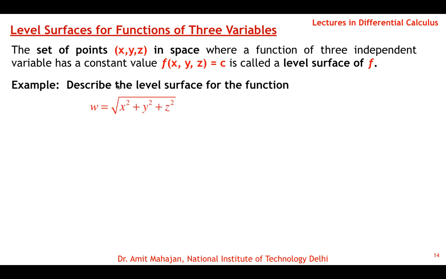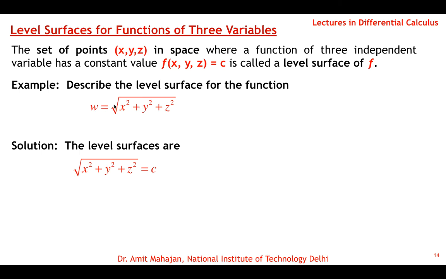Say, for example, describe the level surface for the function w equal to root of x square plus y square plus z square. The method says that if I cut this using w equal to constant, then f(x, y, z) equal to constant becomes our level surface. So the level surface for this is root of x square plus y square plus z square equal to constant. Immediately you can see that they are spheres.